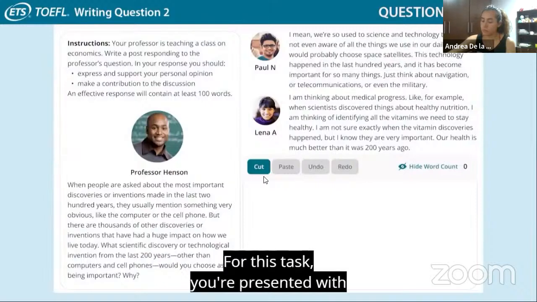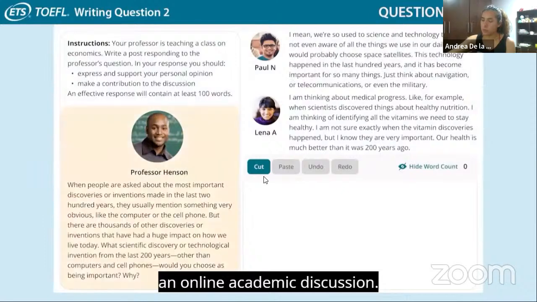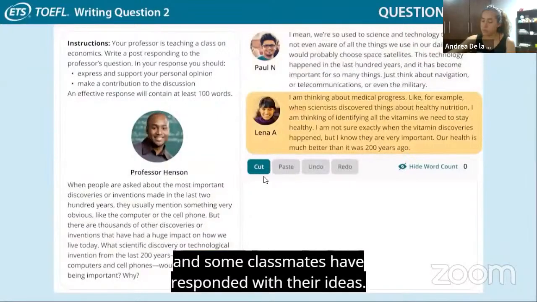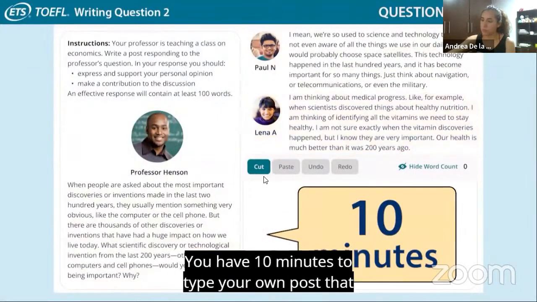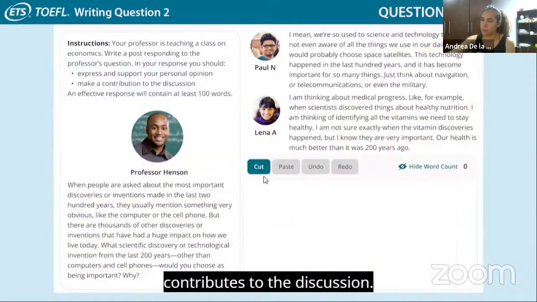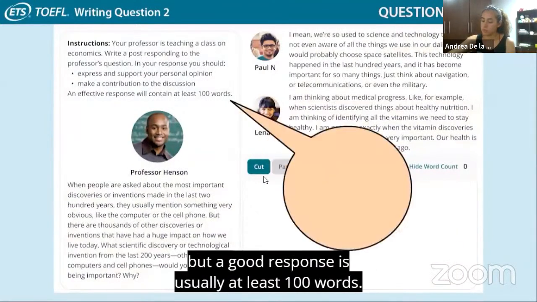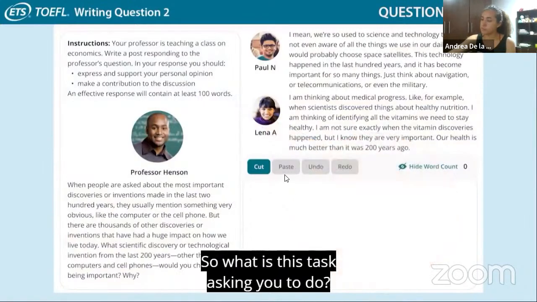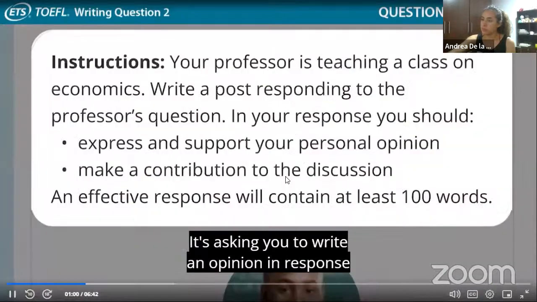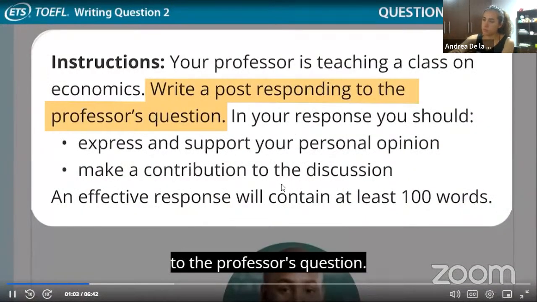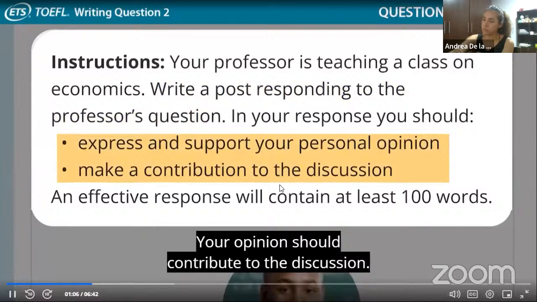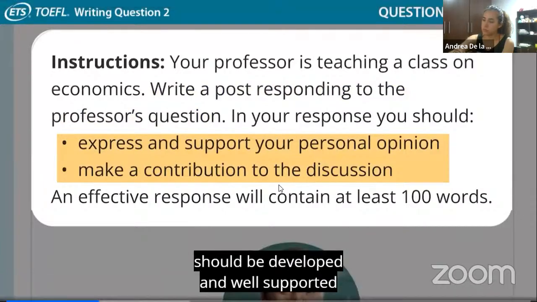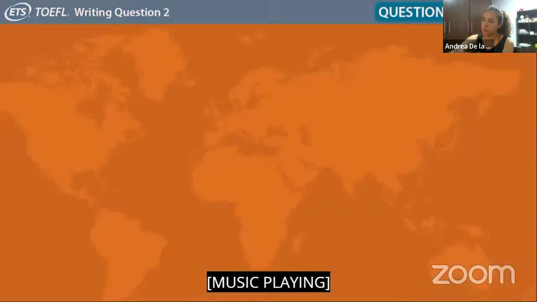For this task, you're presented with an online academic discussion. A professor has posted a question about a topic, and some classmates have responded with their ideas. You have 10 minutes to type your own post that contributes to the discussion. There's no maximum length for your response, but a good response is usually at least 100 words. So, what is this task asking you to do? It's asking you to write an opinion in response to the professor's question. Your opinion should contribute to the discussion. It should be clear and cohesive, and it should be developed and well supported by reasons or examples.